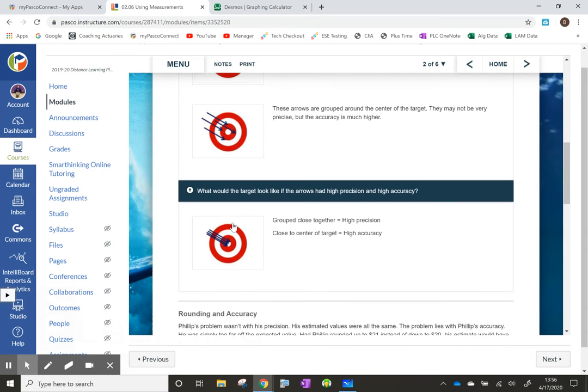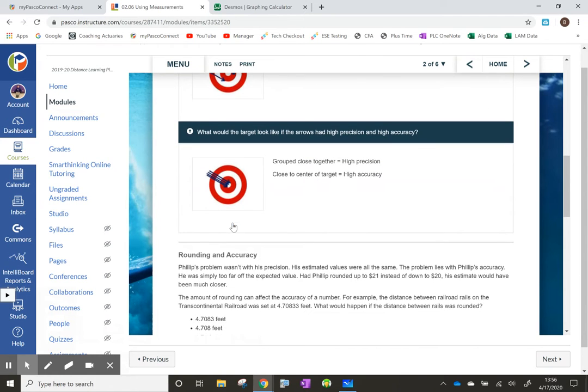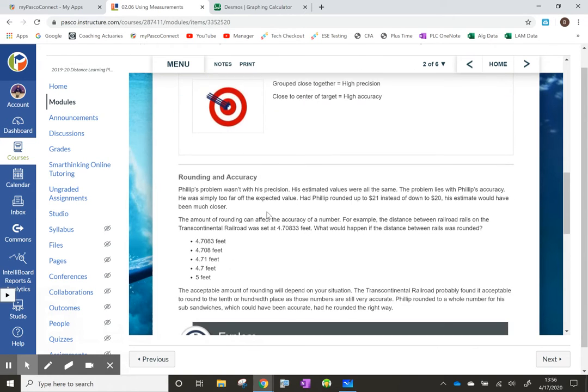So of course, if you had high precision and high accuracy, then everything's a bullseye, right? Precision because they're all grouped together, they're all very similar, and accurate because they're all on the bullseye. So that would be high precision and high accuracy.